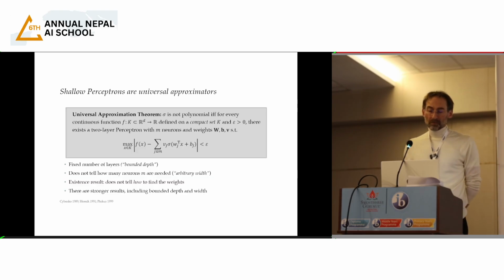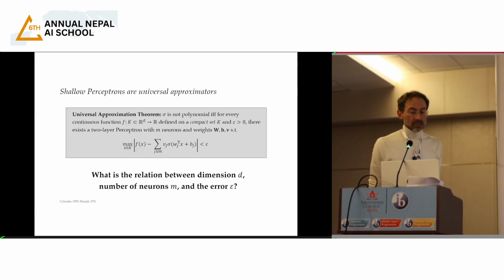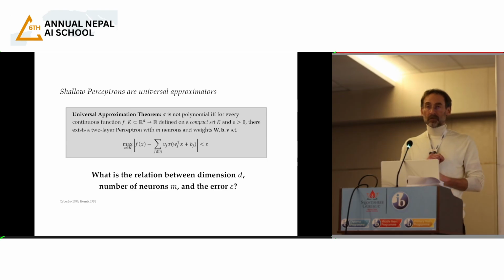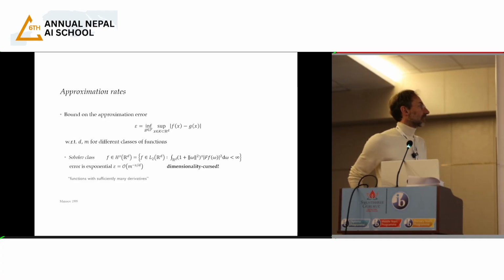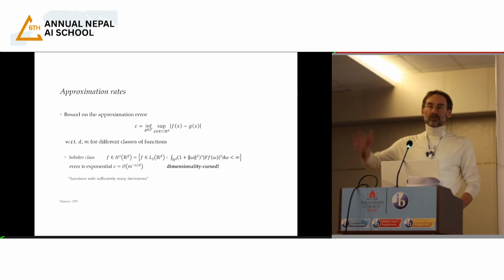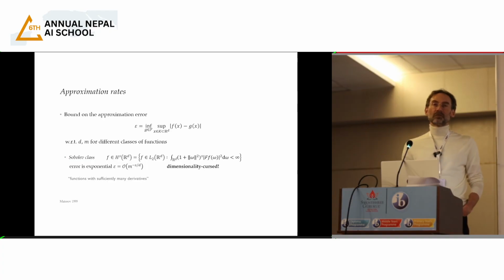Okay? But the question that we are interested in is what is the relation between the dimensionality, the number of neurons, and the error? And here it really depends on the class of functions. So basically we want a bound on the approximation error for different classes of functions. So take mathematicians' favorite class of functions. When people in approximation theory talk about regularity, probably the first thing that comes to mind is the Sobolev class. So this is the class of functions with bounded Fourier transforms, where the moments decay fast. So these functions behave nicely, right?